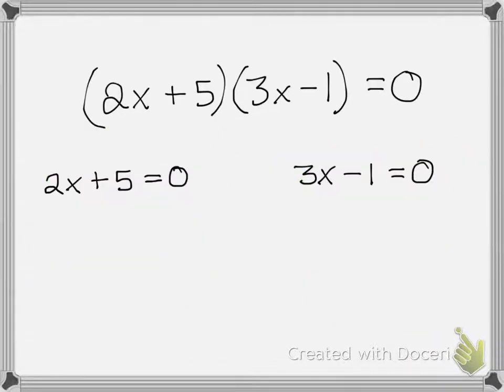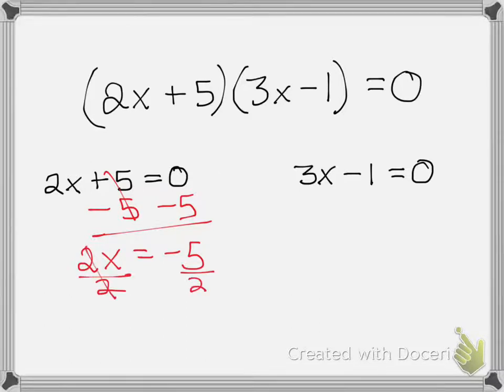All right, as you can see, my two factors are 2x plus 5 and 3x minus 1. So I set each one equal to 0. Let's solve the first one. What's the inverse operation of adding 5? Yep, subtracting 5. So now I bring down my 2x equal to negative 5. As you can see, it says 2x, meaning the 2 is multiplied to the x. So the inverse operation of multiplication is, you got it, division. So we're going to divide both sides by 2. So x will equal negative 5 over 2.